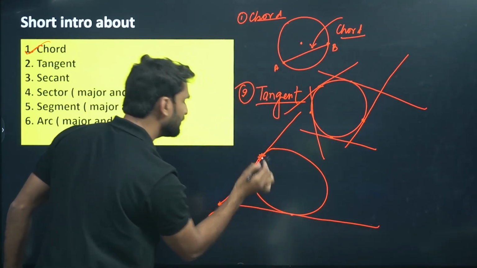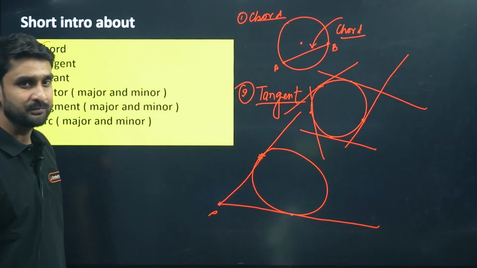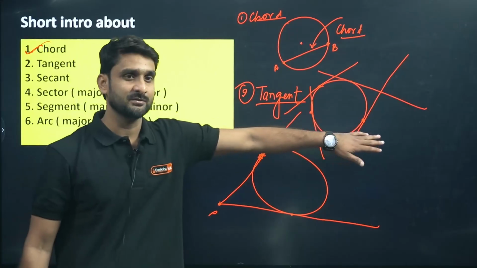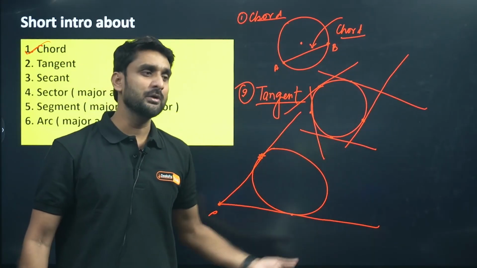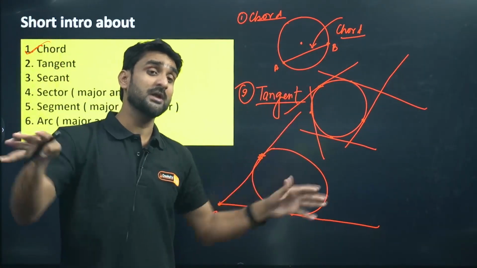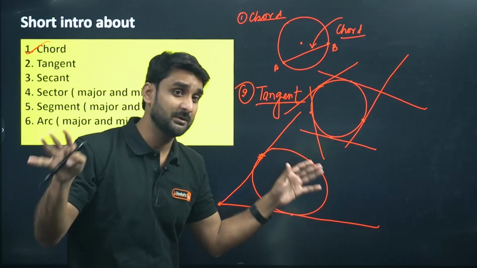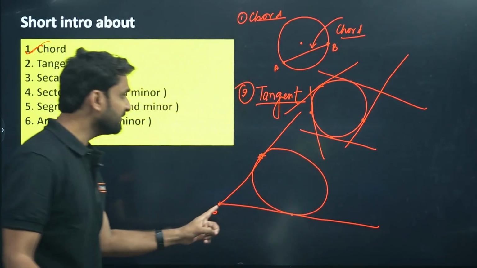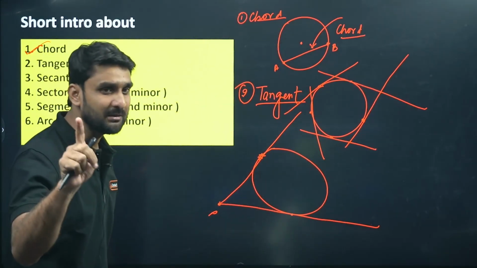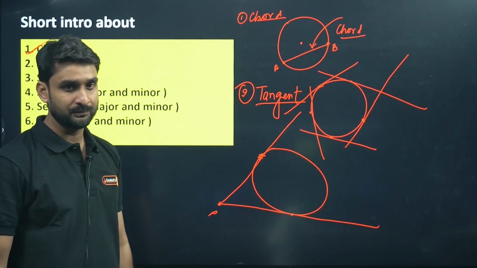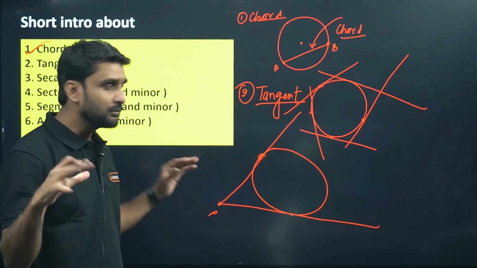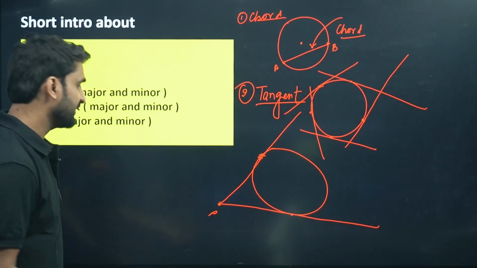How many tangents can you draw here? Only 2 tangents. But if the point is not fixed, there is only a circle and you need to draw the tangent, so how many tangents can be drawn? That will be so many tangents. But if the point is fixed, only 2 tangents can be drawn. So please go through the difference.